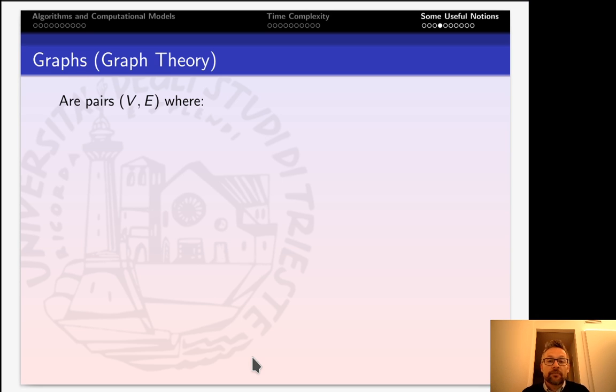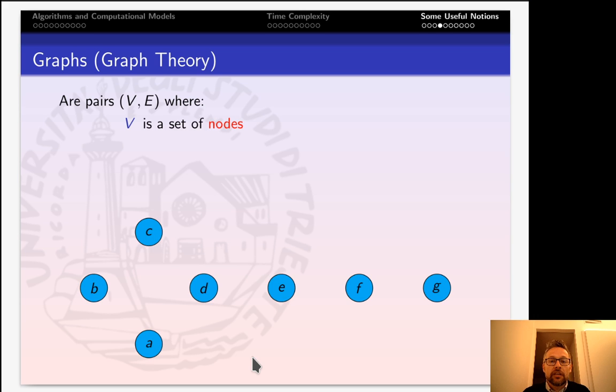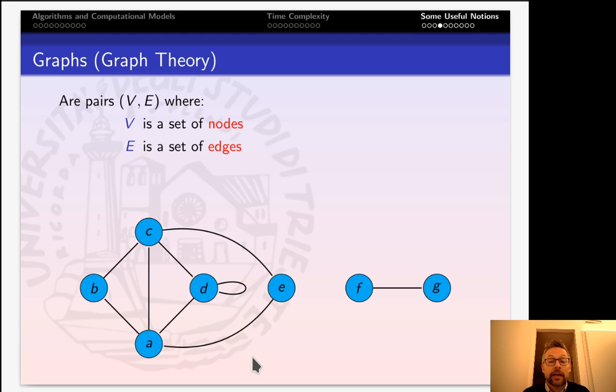Okay. So from the graph theoretical point of view, a graph is a pair (V, E), where V is a set of nodes, and as you can see from the slide, you can imagine them just like dots, which are labeled by the name of the dots themselves, and E is a set of edges, which basically connect pairs of nodes. Okay.